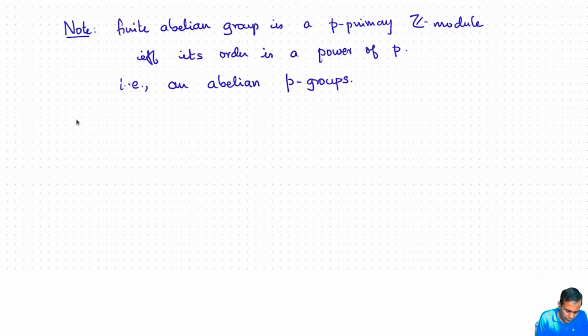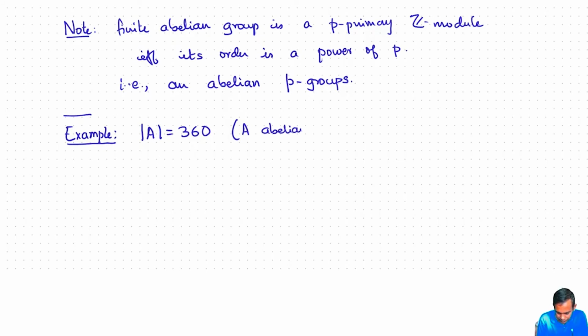So suppose A is a group of order 360 and A is abelian. Then what is the factorization of 360? Well, 360 is equal to 2 cubed times 3 squared times 5. So there are 3 primes occurring in its primary decomposition.